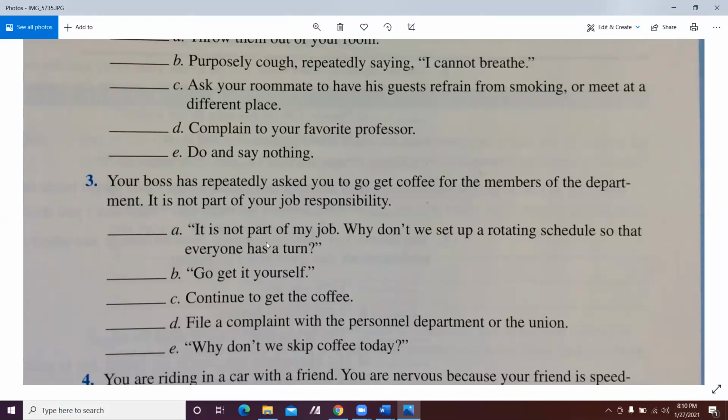This is assertive. Go get it yourself. Aggressive. Continue to get the coffee. Passive. File a complaint with the personnel department or the union. That is aggressive, complaining. Then E, why don't we skip coffee today? More likely passive. Then the ideal action is this one.